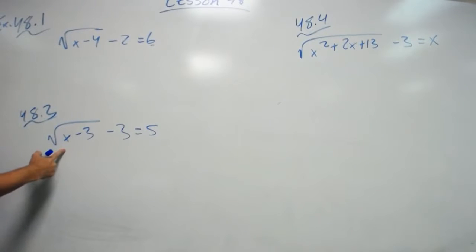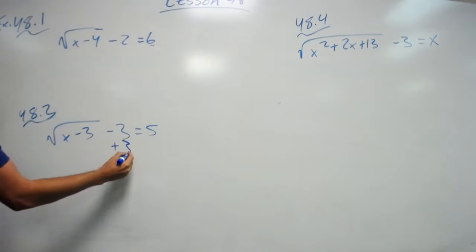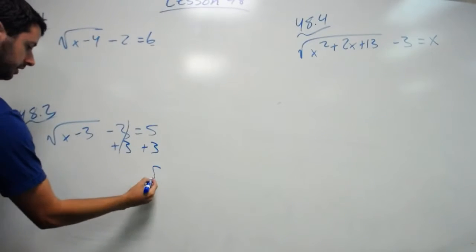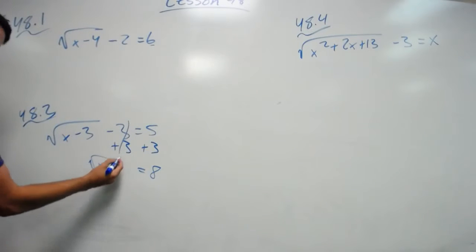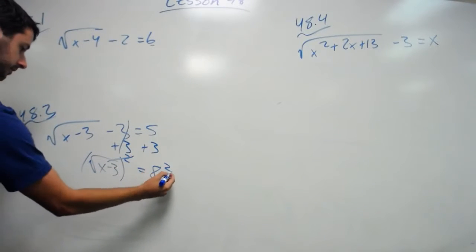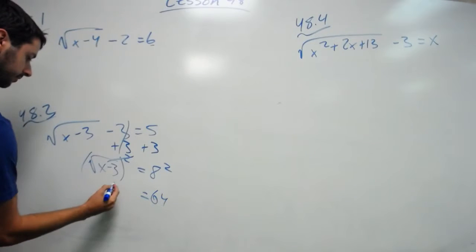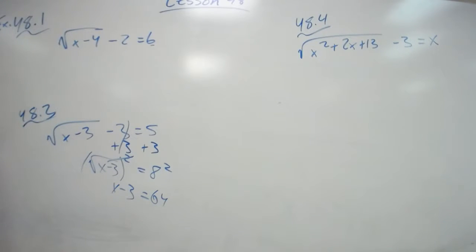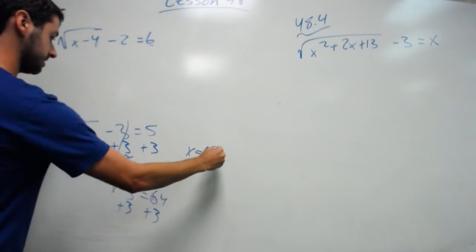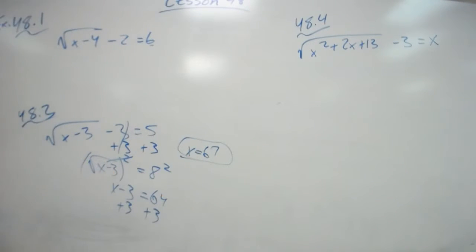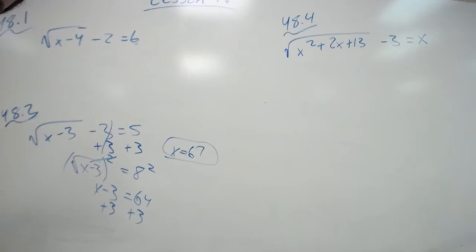For example 48.3 on this one, isolate the square root. So we add 3. 8 equals square root of x minus 3. Square both sides. 64 equals x minus 3. Add the 3. X equals 67. That's it. That probably took 15 seconds. And you might even be able to go faster than that. X equals 67. Let's look at one more.